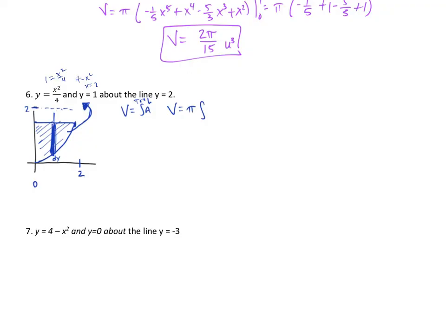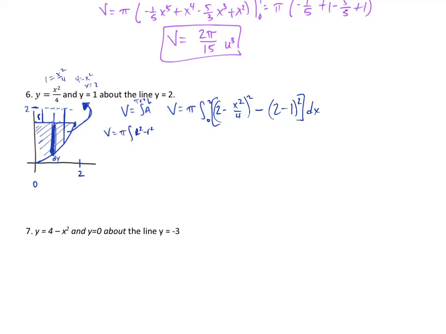So the volume is going to end up being the integral from 0 to 2 of the 2, this is going to be your big R, 2 minus that curve, so 2 minus x squared over 4, squared. Remember, volume is going to be pi times the integral of big R squared minus little r squared. So that's our big R squared, minus now our little r squared is going to be this little r, that little guy, and that's going to be 2 minus 1 squared. Again, the way I said it as a shortcut in our notes is the line of rotation minus what you're doing, since it's above it.